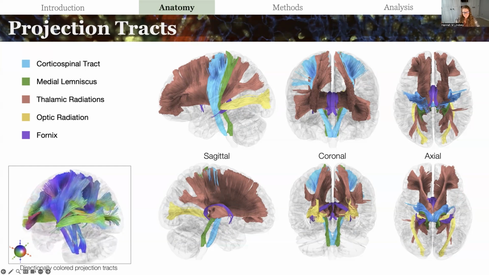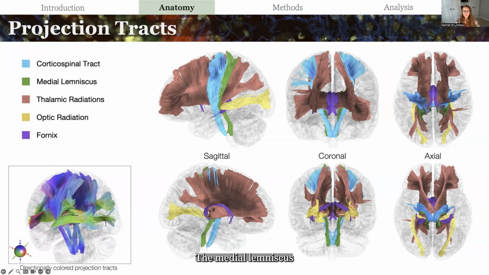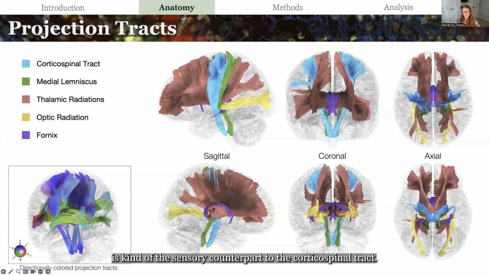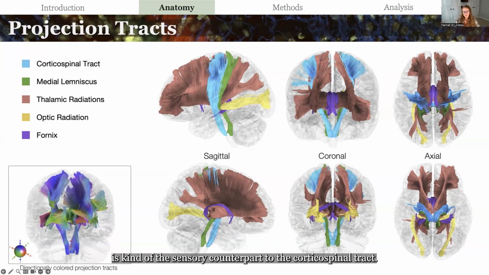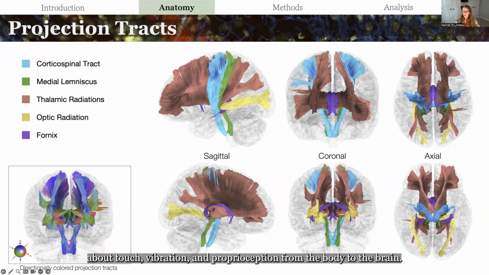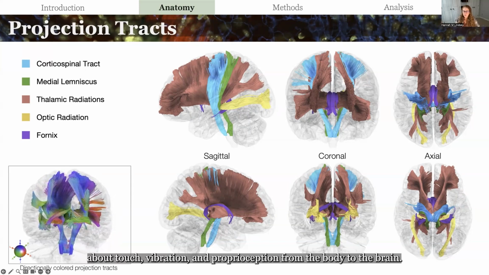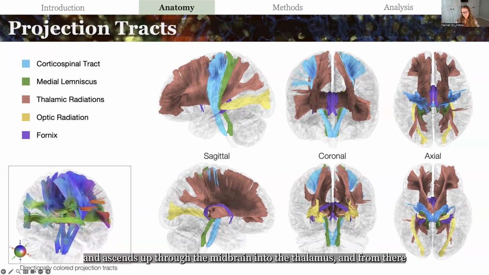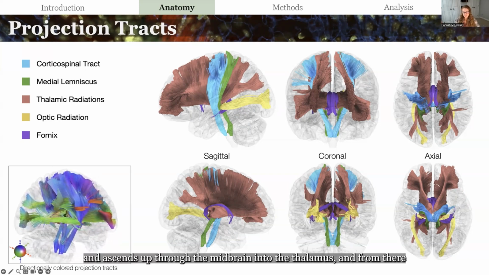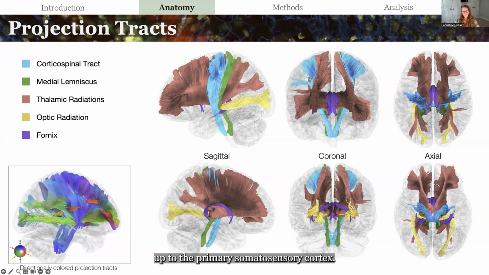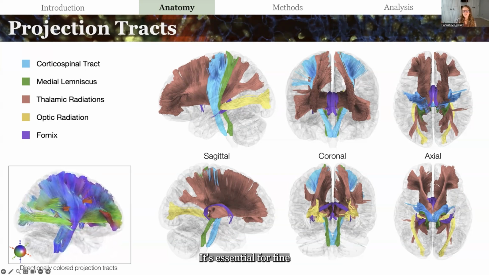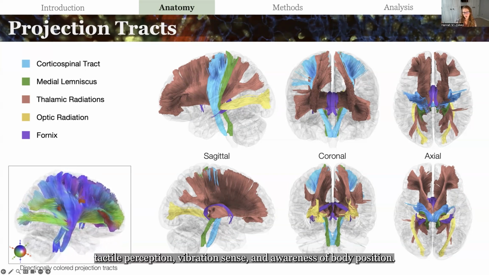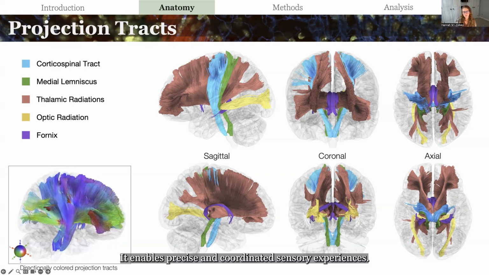and lower limbs. The medial lemniscus is kind of the sensory counterpart to the corticospinal tract. It transmits information about touch, vibration, and proprioception from the body to the brain. It originates in the medulla oblongata and ascends up through the midbrain into the thalamus, and from there up to the primary somatosensory cortex. It's essential for fine tactile perception, vibration sense, and awareness of body position. It enables precise and coordinated sensory experiences.